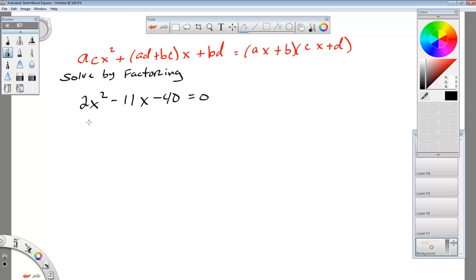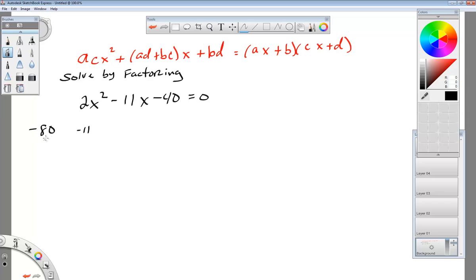First thing you do, you take this number here, the 2, and the negative 40, you multiply them together, and you get negative 80. Then you look at this number, which is the negative 11. And what I usually do is write them both right here. So I got negative 80. Remember, negative 80 was 2 times negative 40. And negative 11 was this right here. What I need to know is I need two numbers that multiply together to equal negative 80 and yet add together to give me negative 11.